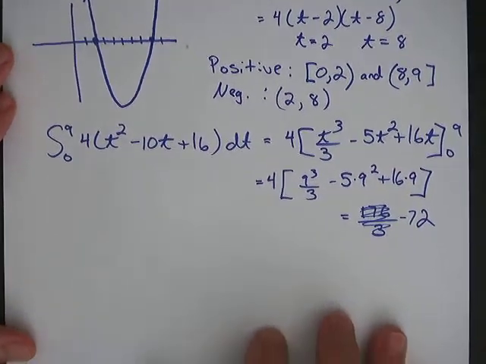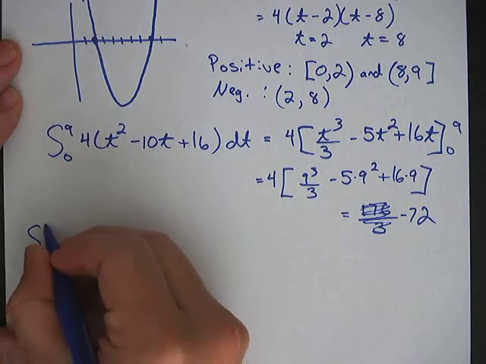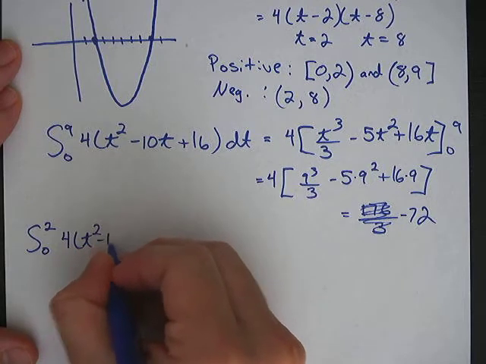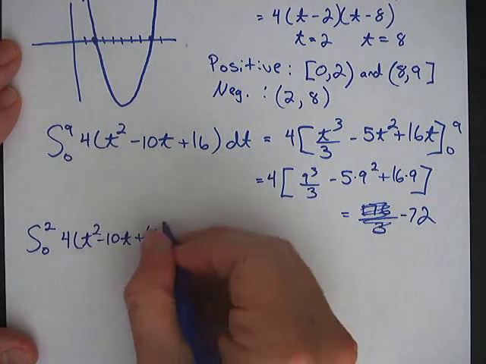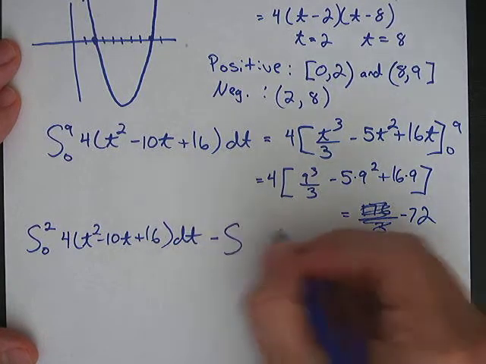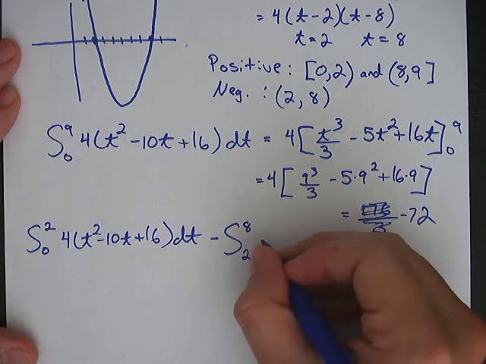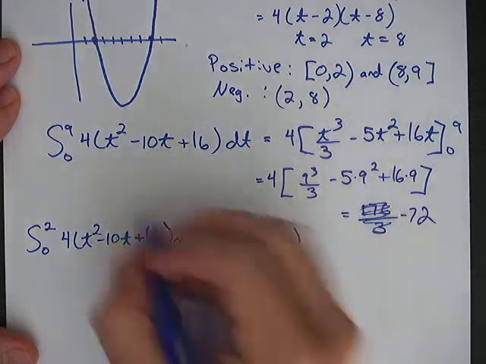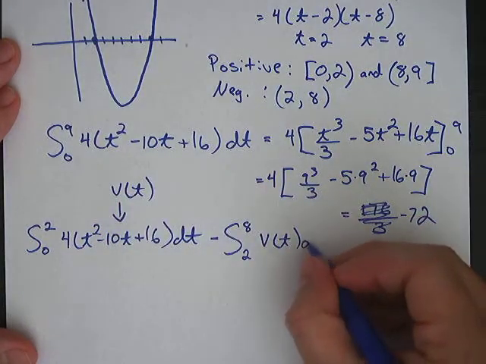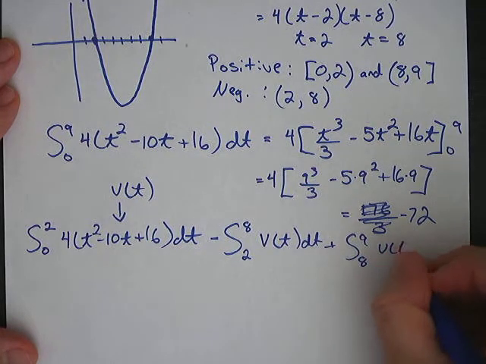Okay, so we still have the integral. We're going to integrate from 0 to 2 this time of 4t squared minus 10t plus 16 dt. We're going to do it again, but we're going to minus, and we're going to do from 2 to 8, and I'll just say v of t. This is all v of t here. Okay, and then dt, and then plus the integral from 8 to 9 of v of t dt.